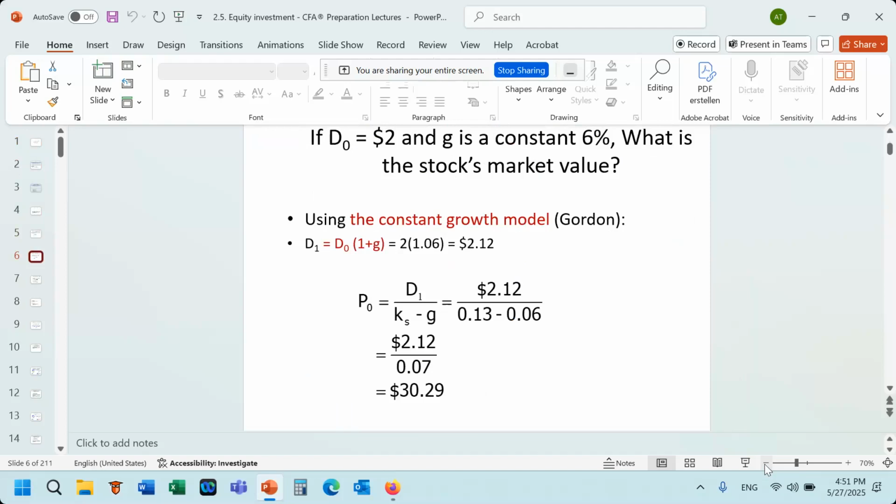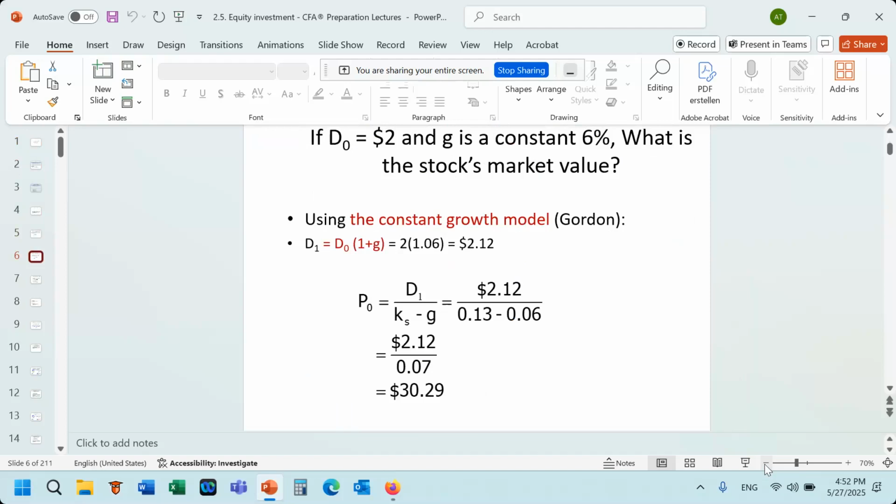The Gordon formula says P naught, price at time 0, equals the next period's dividend, D1, divided by KS, cost of capital for equity, minus the growth rate. To get D1, we simply grow D naught at the rate of G. Treating it like an interest rate, it would be D0 multiplied by 1 plus G, or 2 times 1.06, and D1 is 2.12. And of course, in real life, dividends don't grow like this.